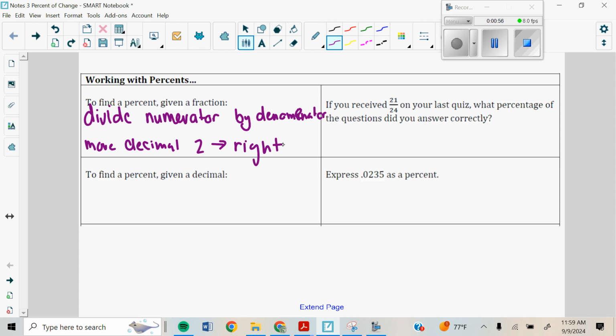So for example, if you received 21 out of 24 on your last quiz, what percentage of questions did you answer correctly? If you grab your calculator and take 21 and divide it by 24, you get 0.875. So this is it as a decimal. Now we're going to move that decimal place 2 to the right. So 1, 2. And so that's going to give us 87.5% on our quiz.